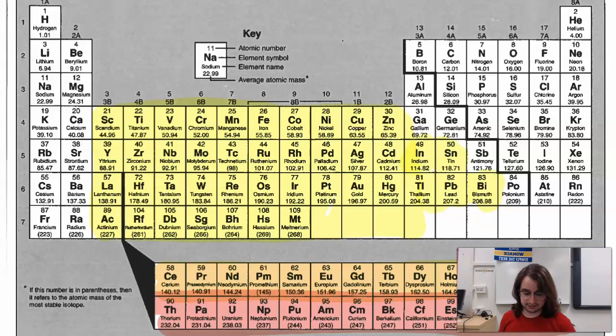So, the last electron in these, as you can probably predict, is in the S or the P sublevel. And these themselves have their own special groups.